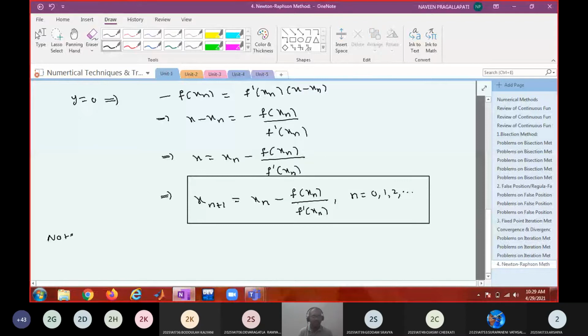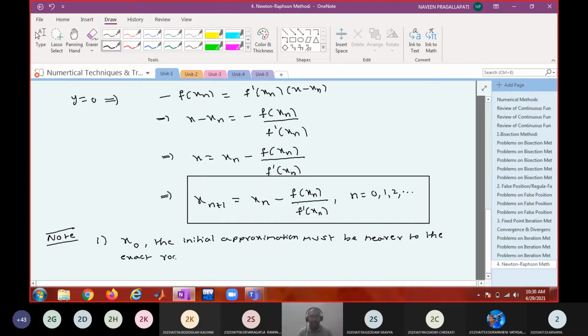There are some failure cases like the iteration method also in the Newton-Raphson method. So x naught must be sufficiently close to the root. If your initial approximation is not a good initial approximation, then your sequence may diverge. So x naught, the initial approximation, must be nearer to the exact root.